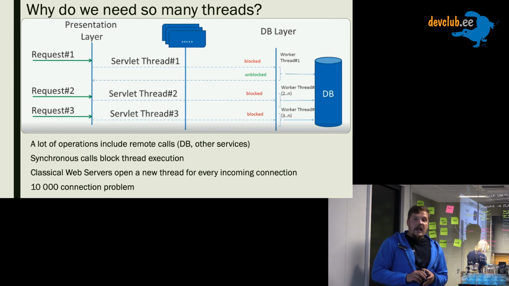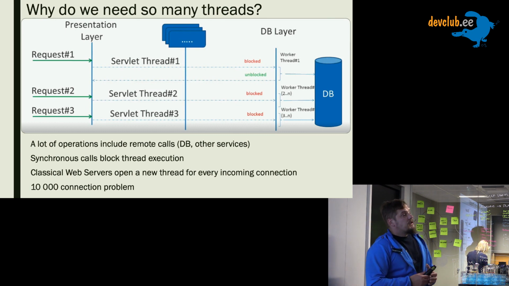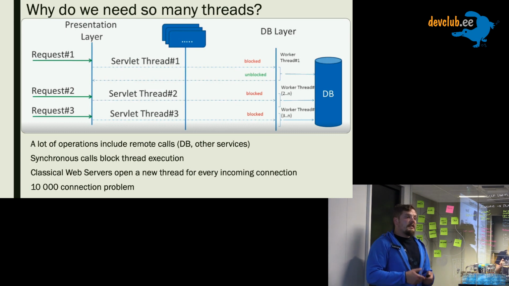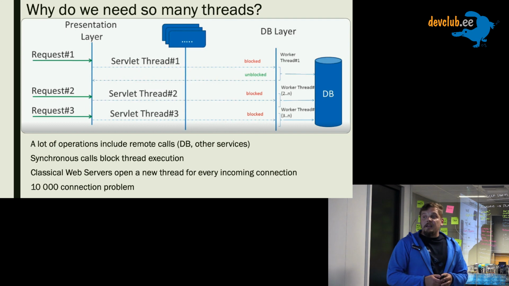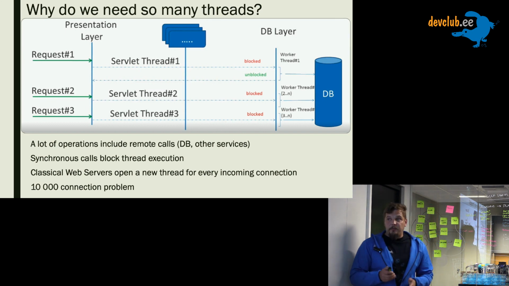Why do we need so many threads? Because a thread is a primitive which is supported by the operating system. It's very cheap to implement, for example, on a virtual machine level, in Python or for Java.